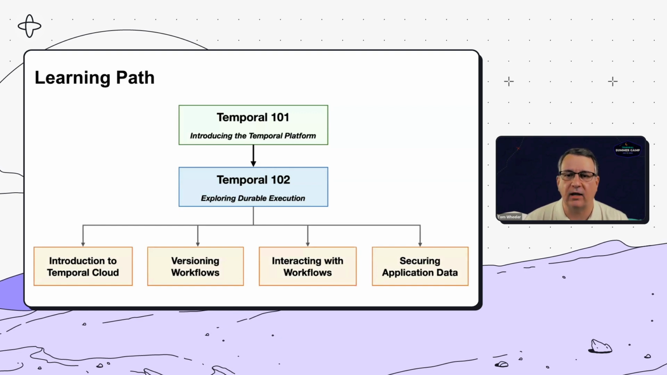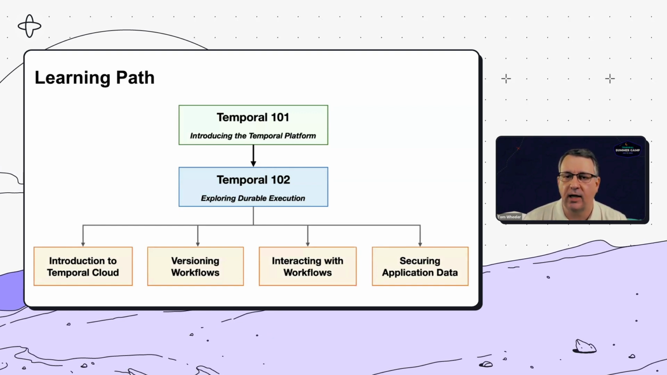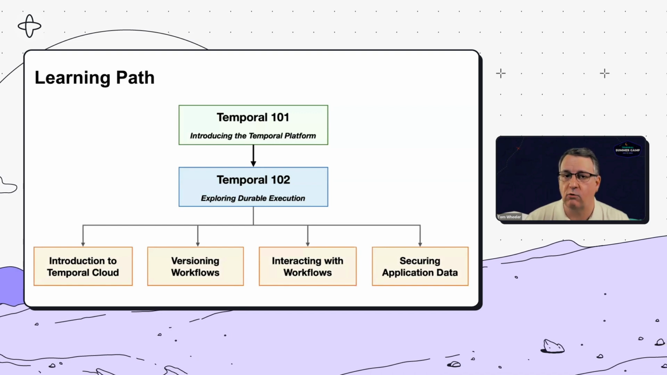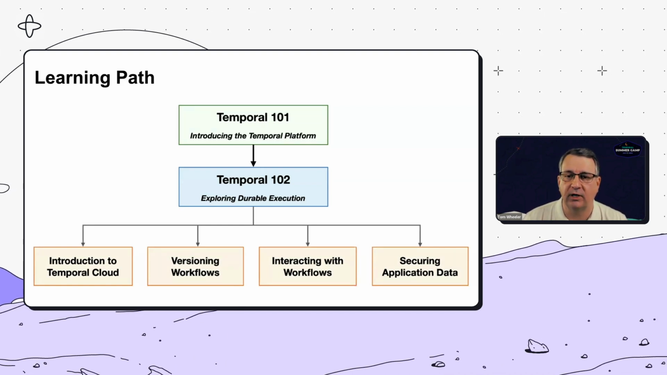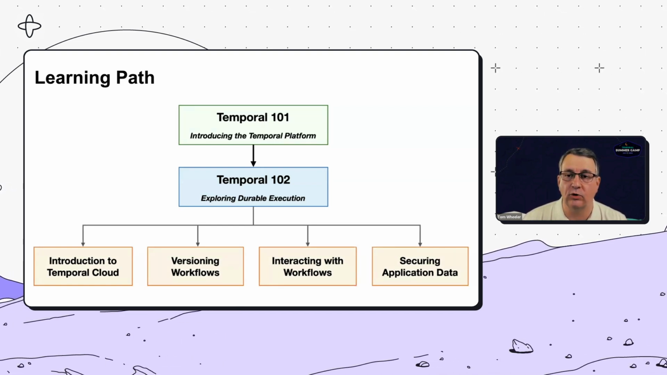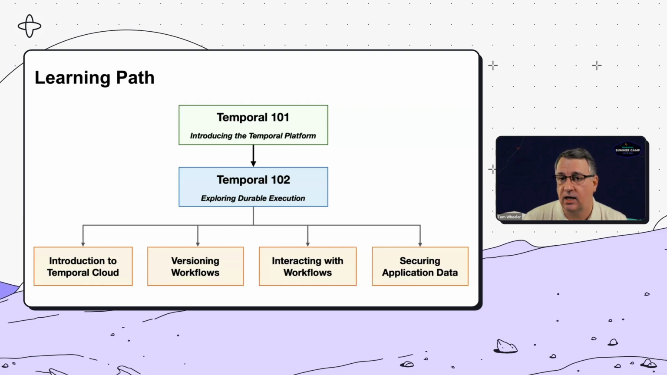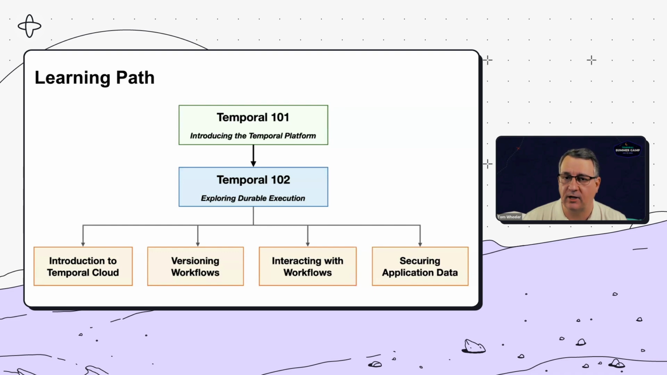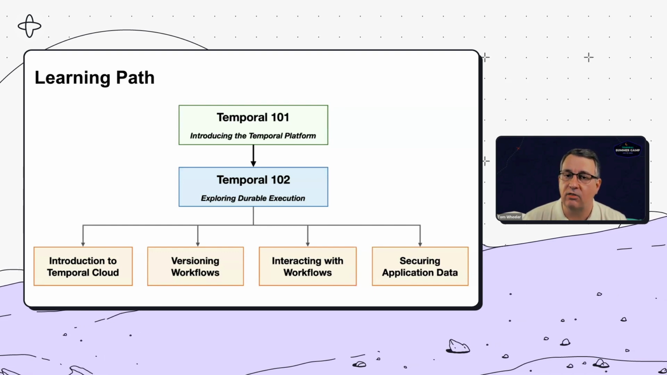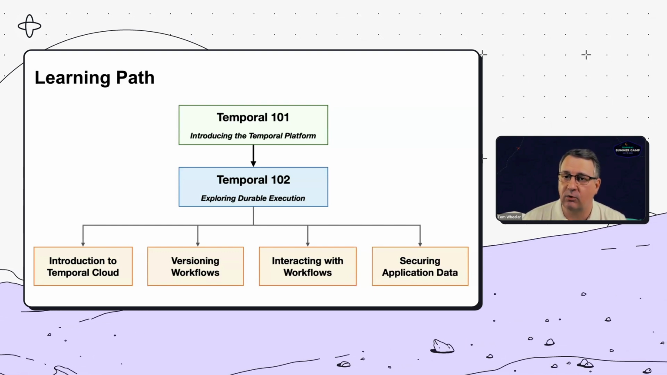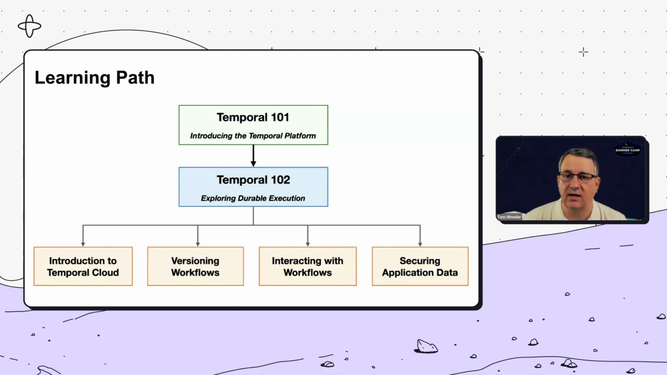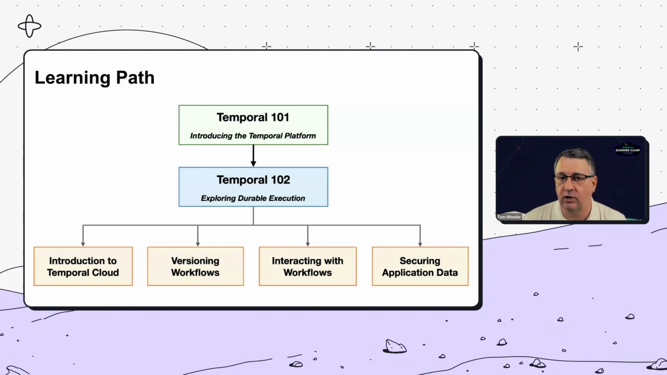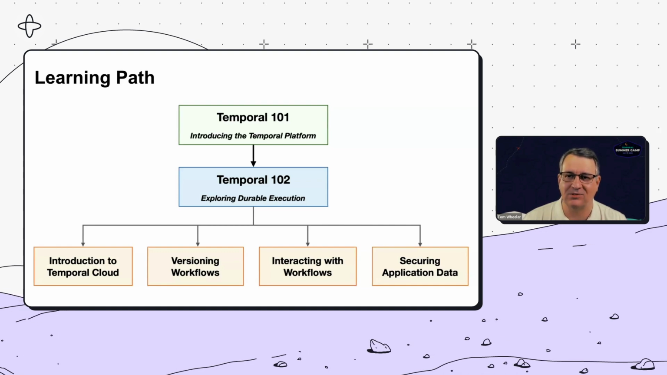So to recap, we recommend that everyone begins with 101, continues on by completing Temporal 102, but we currently offer 4 other courses. As I explained a moment ago, the Introduction to Temporal Cloud course is different from the others because it doesn't involve code and therefore isn't specific to any particular programming language or SDK. The others, versioning workflows, interacting with workflows, and securing application data, all establish Temporal 102 as a prerequisite, which in turn establishes Temporal 101 as a prerequisite.